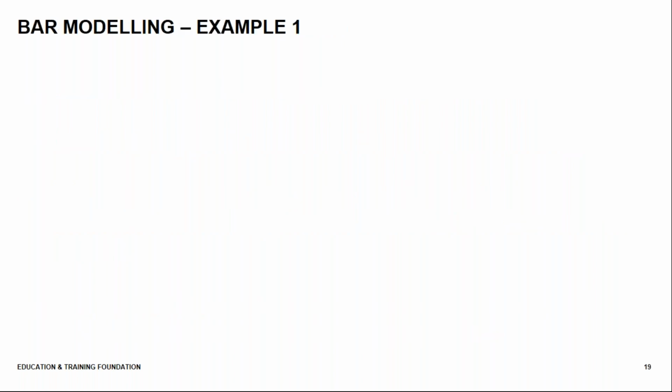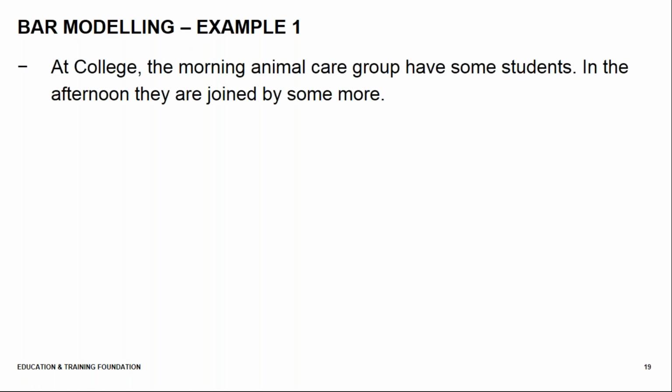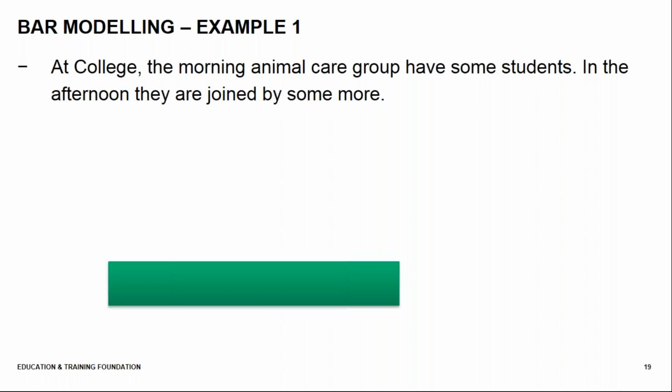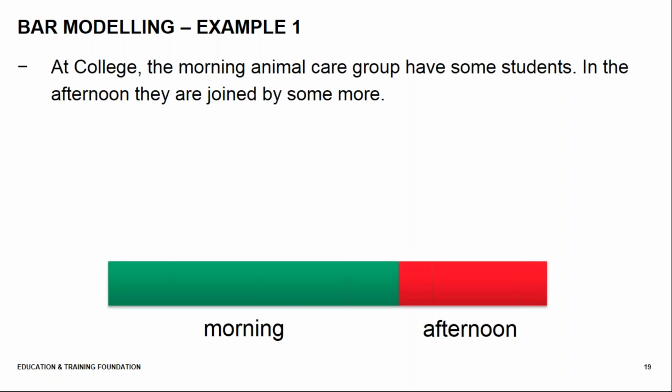We will now look at some examples. So if I start giving the students some information: at college, the morning animal care group have some students, and in the afternoon they are joined by some more. The first step is to choose 2 bars to represent the morning and afternoon groups. If you are including the concrete stage, Cuisenaire rods are really useful because students can physically move the bars together to get an idea of what is happening.